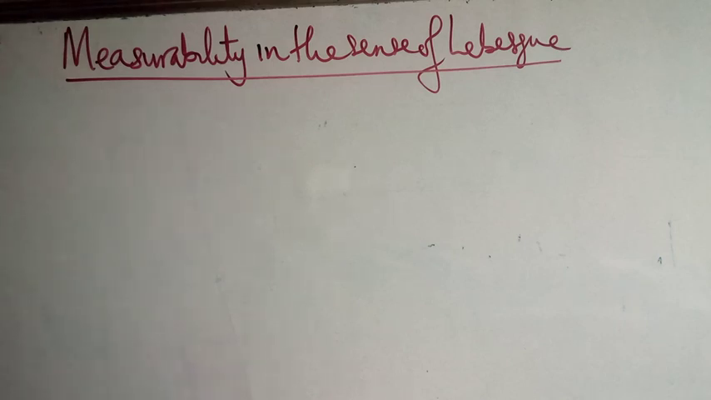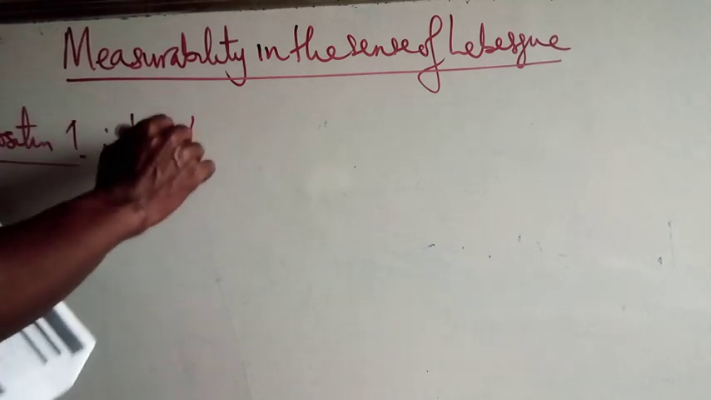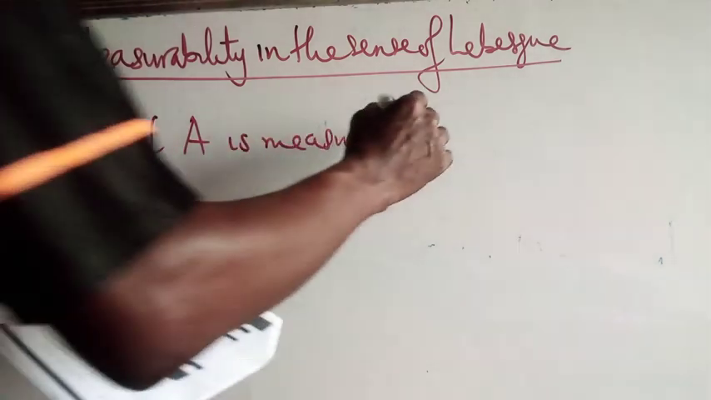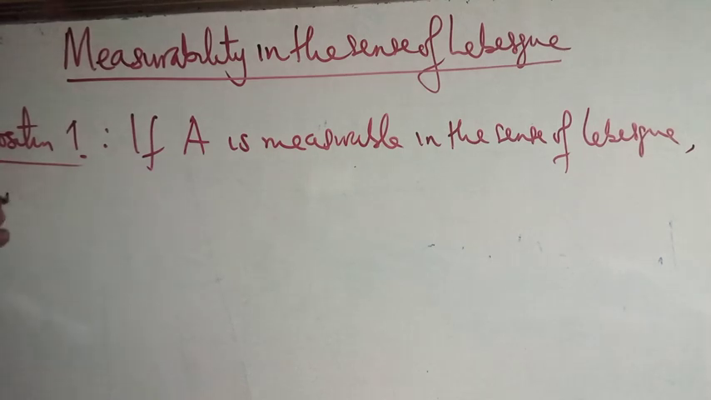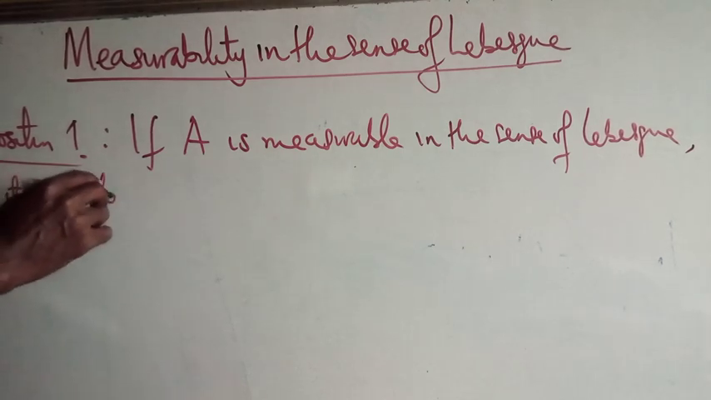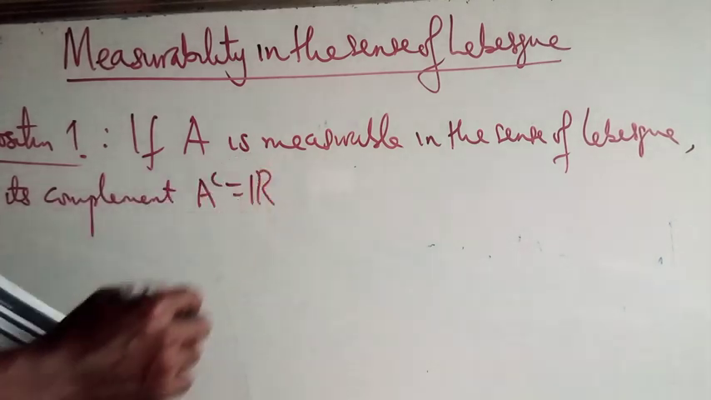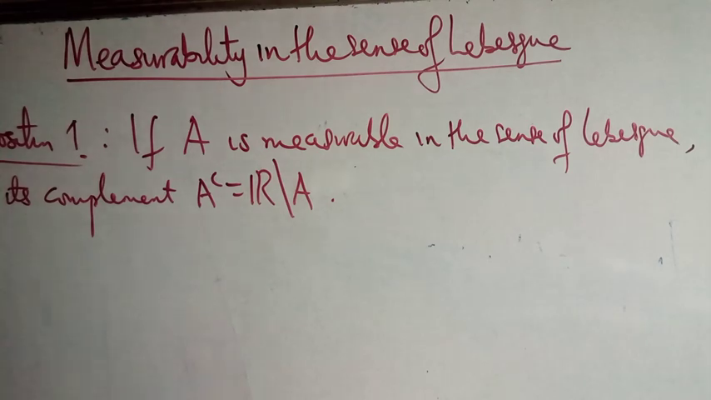So now we start with the first proposition. Proposition 1. It says if A is measurable in the sense of Lebesgue, its complement, A complement, which is equal to R difference A, is also measurable. How do we prove this?